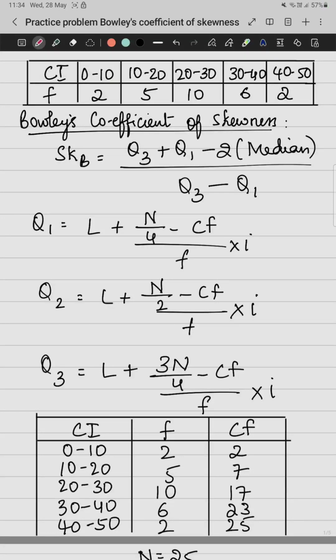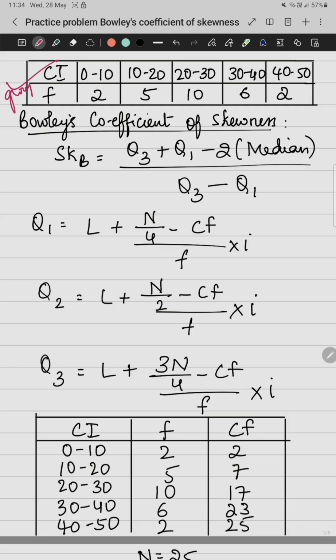So today we'll practice a problem on Bowley's coefficient of skewness. As you can see in this question, Bowley's coefficient of skewness, continuous series. In continuous series, data is grouped. So you can see here data is grouped 0 to 10, 10 to 20, 20 to 30, 30 to 40, 40 to 50. So this is the frequency. Frequency is the number of times it is repeated. So here you have 2, 5, 10, 6 and 2.